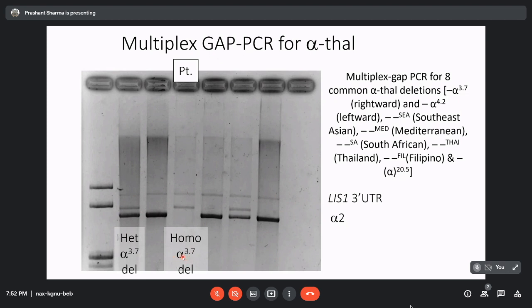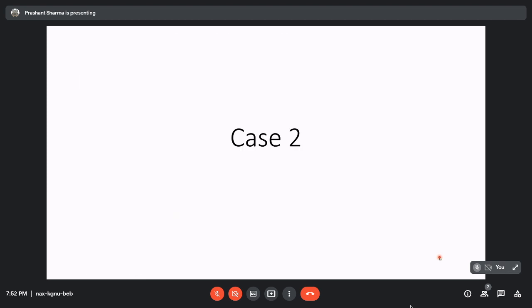This was still an alpha plus deletion, which is why the lady is asymptomatic. Her hemoglobin was nearly okay, but her red cell indices gave the game away. And this, of course, is a normal individual. So that was case one, a case of alpha thalassemia trait.